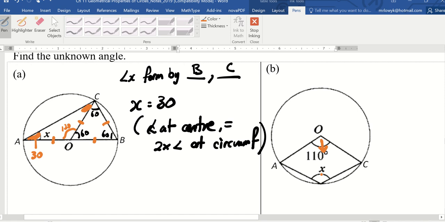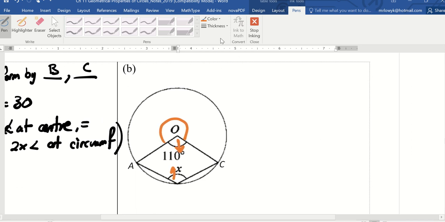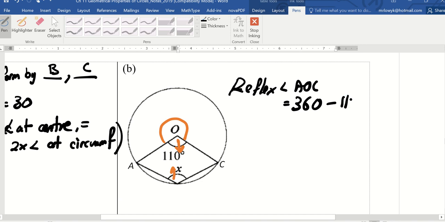You must find the angle that is in the same direction. So if this is up, what must you find? You must find the reflex angle. Understand? You must find this angle. So can you write down reflex angle AOC equals 360 minus 110, 220. That means you find this is 220 first. Is it correct? Wrong. 250, I'm sorry. 250.